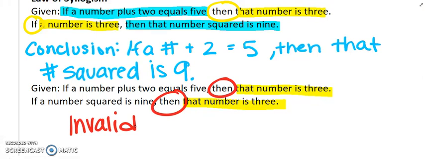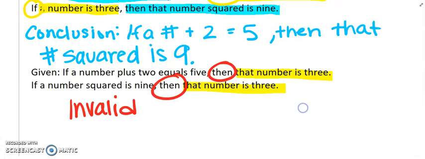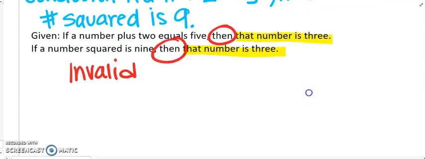And you can check, if you tried, you would say if a number plus 2 equals 5, if a number, that doesn't make sense to have both of those ifs together. The same would happen if you had 2 ifs and no thens. So it has to be one if and one then that is the same and that cancels.